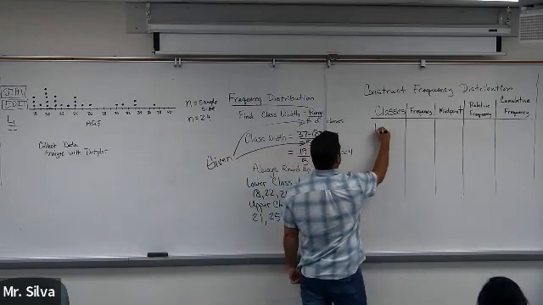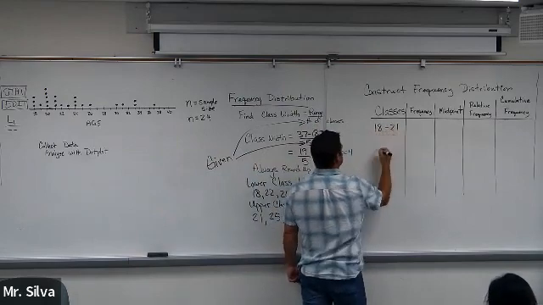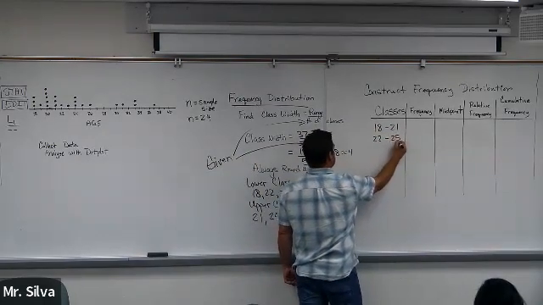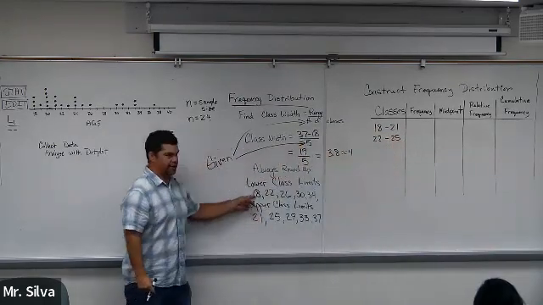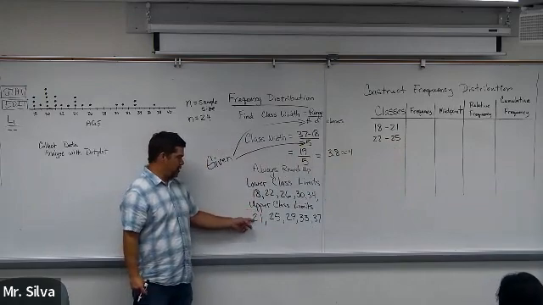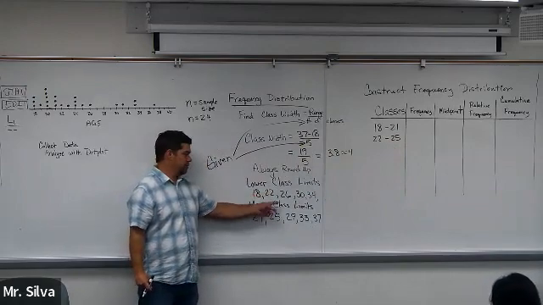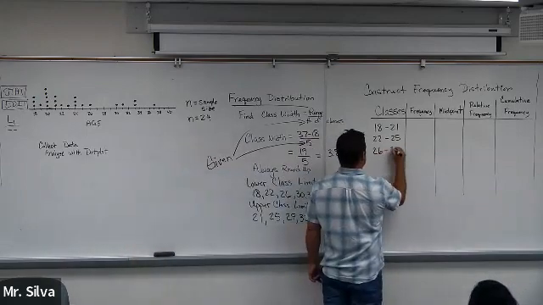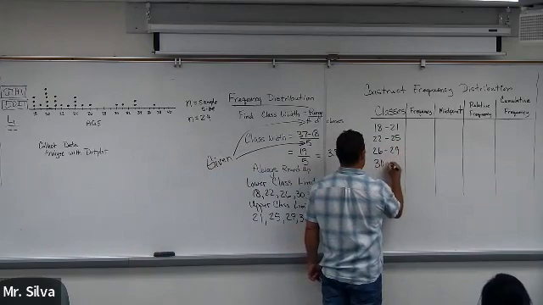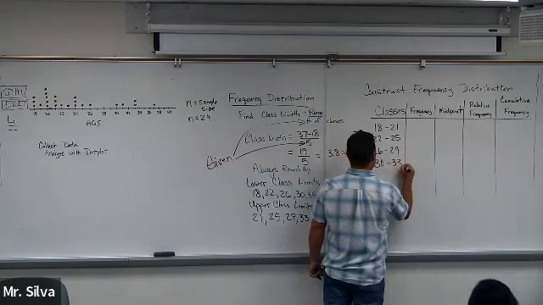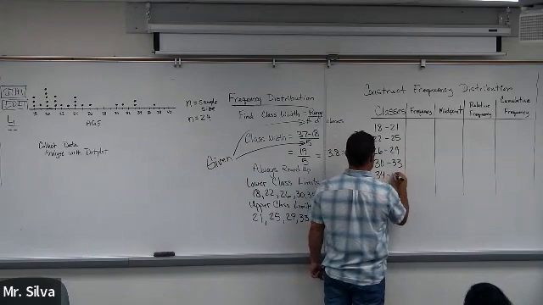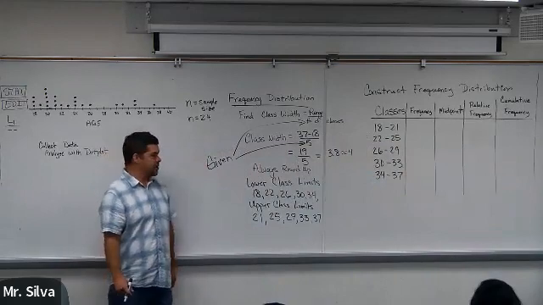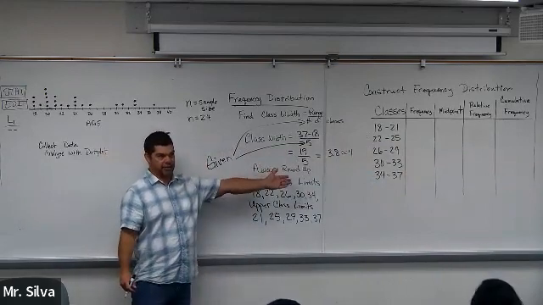We're going to start with 18, go to 21. Start with 22, and go to 25. I'm using these numbers right here. 18 to 21, 22 to 25, 26 to 29, and stop with 5, because he said there's 5 classes. If there were 6 classes, then I would have another interval.